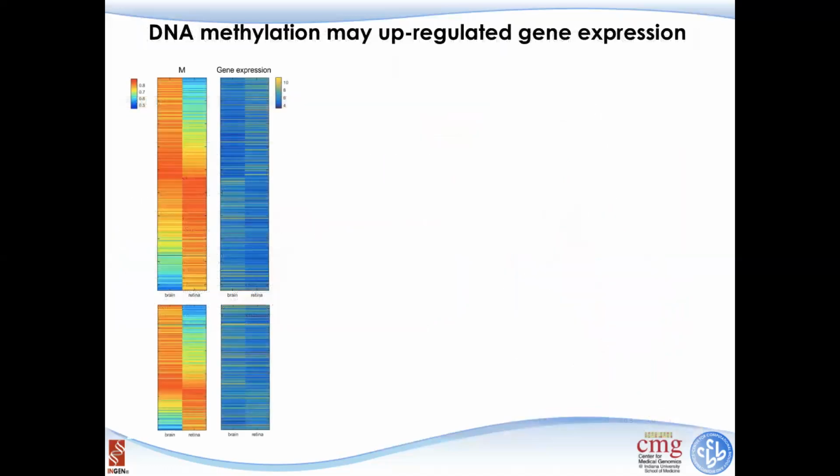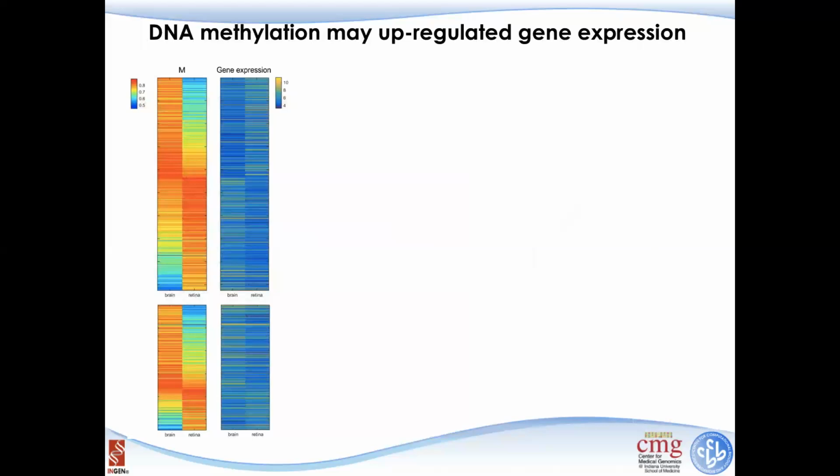We also compare, but here is in mouse, brain, and the retina. And we also look at the DNA methylation and also gene expression. For this one, it's quite similar. You can see high DNA methylation. This is two tissues, brain and mouse retina. So for high DNA methylation, low gene expression. For low DNA methylation, there is a high gene expression somewhere.